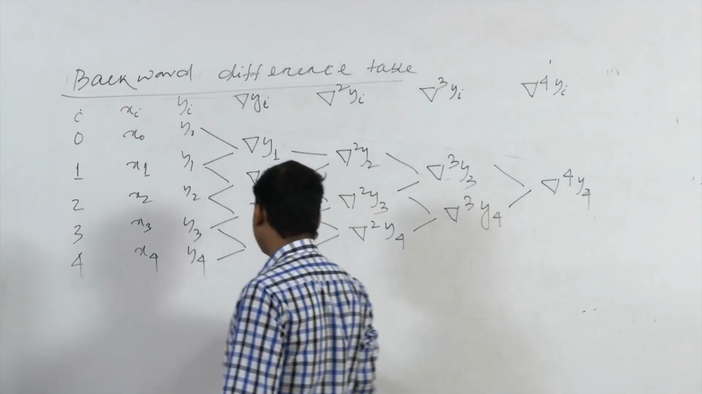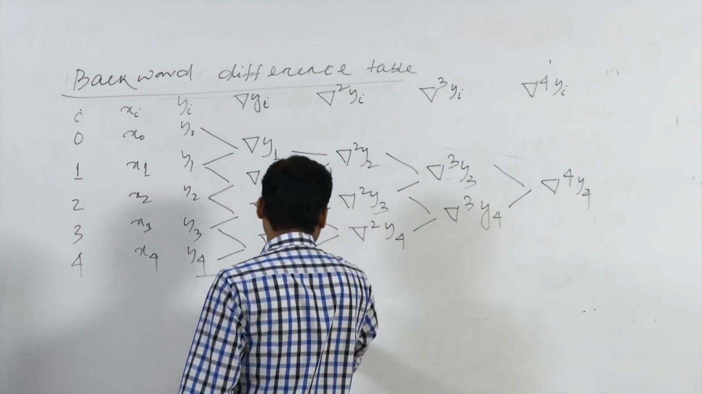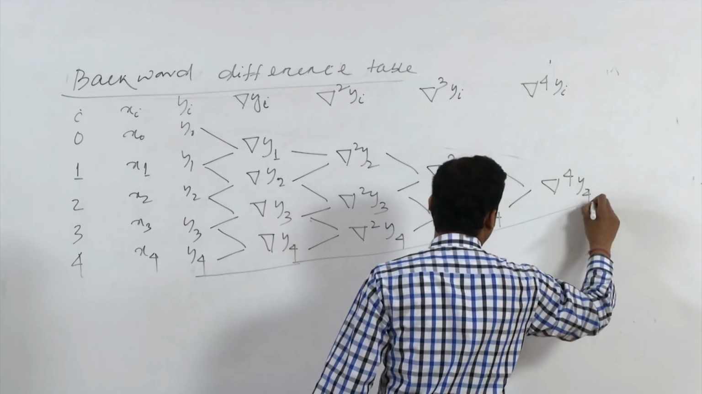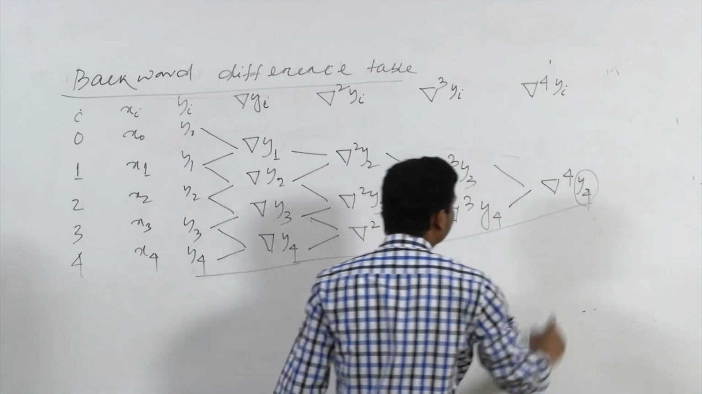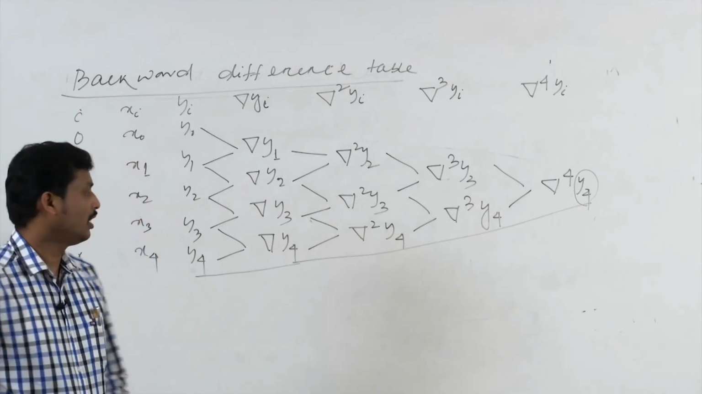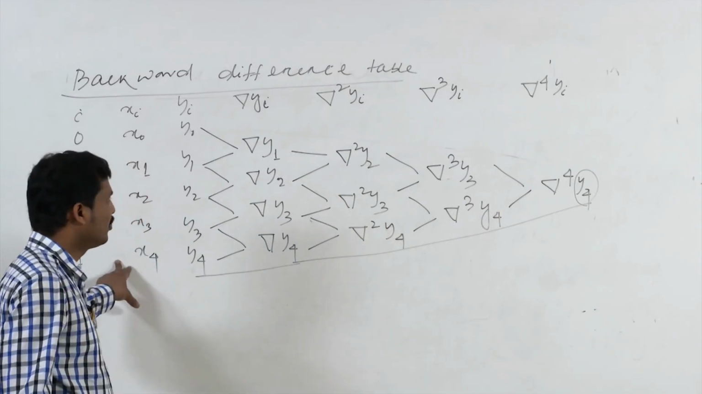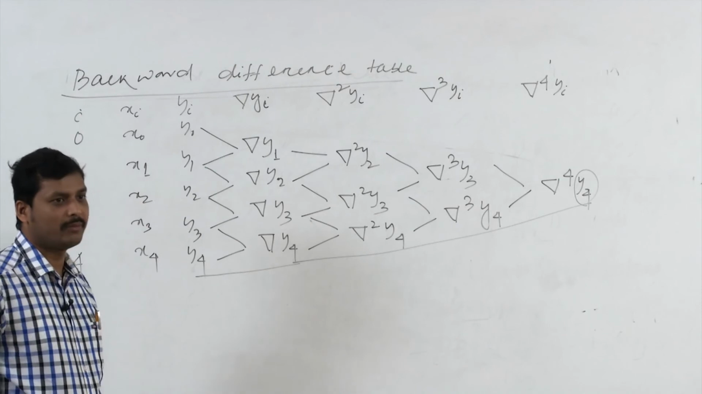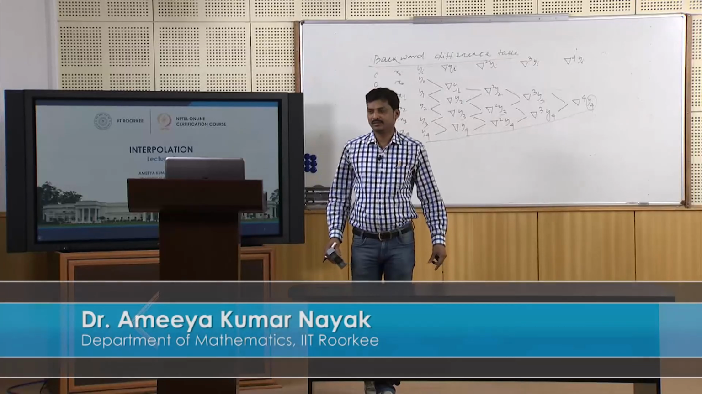In the final form, if you see, this difference is moving towards the end of the tabular values here. This means that if a function is asked to be evaluated at the end of the table, we can use this backward difference table to evaluate the values here.